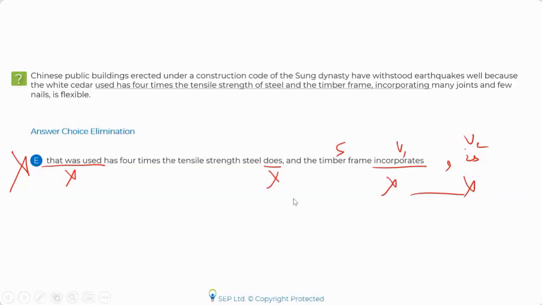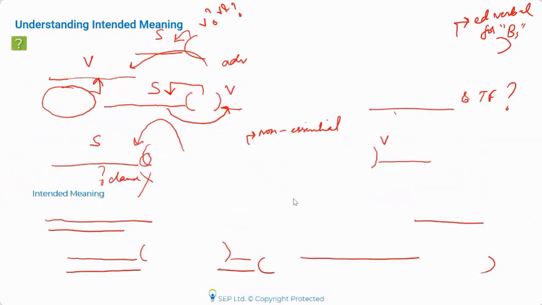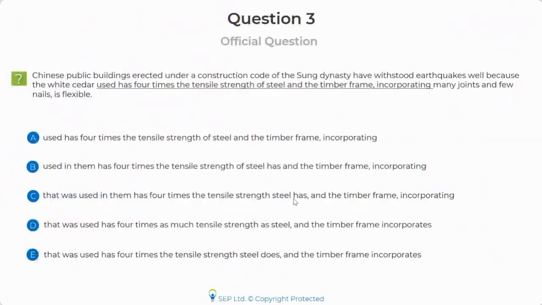Julia, I'm going to be real quick about it. I'll go back to the original slide. Here it is. So the correct answer was A. I'll quickly mark out the areas. "In them" is wrong. "Has" is wrong. "That was used" is wrong. "Incorporates" wrong. "That was used" wrong. All right. So Julia, I hope that's clear.